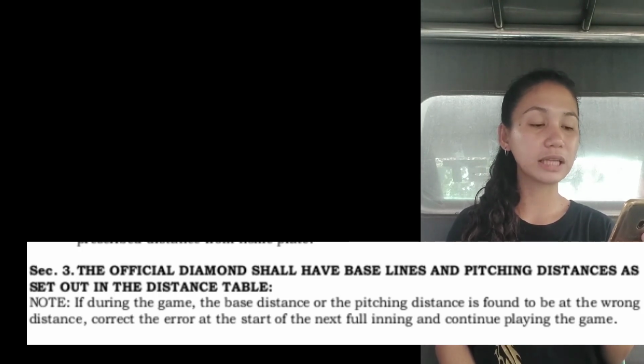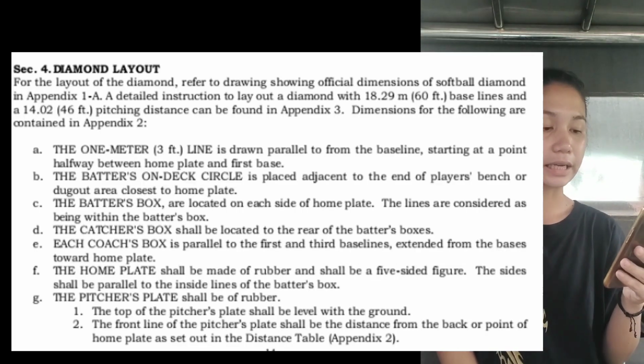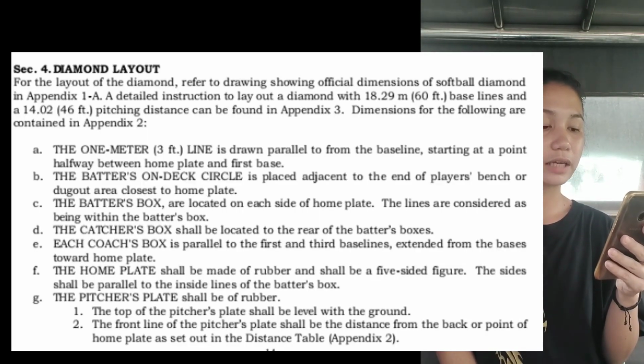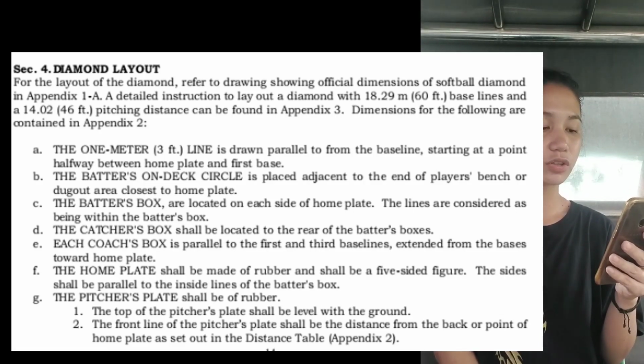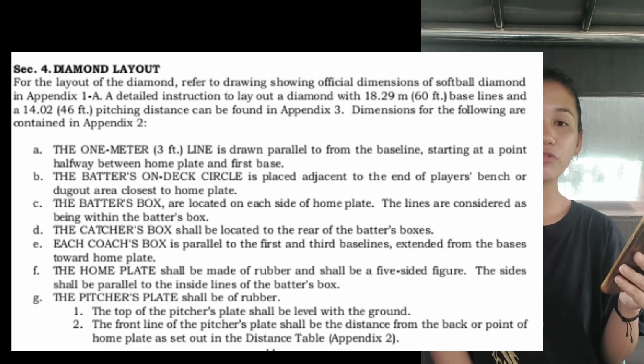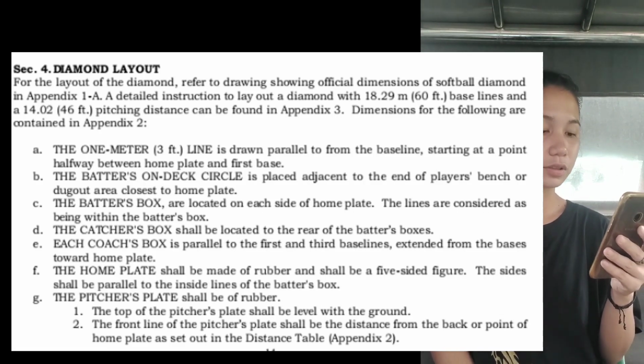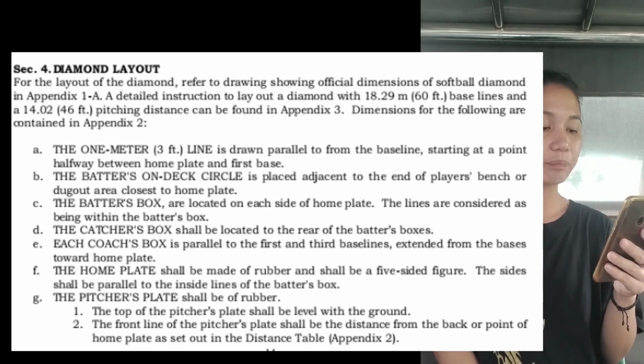So let's move on to the last section. Section 4, diamond layout. For the layout of the diamond, refer to the drawing showing official dimensions of the softball diamond in Appendix 1 and detailed instructions to layout. So section 4, diamond layout. A. The 1 meter, 3 feet line is drawn parallel to the baseline starting at a point halfway between home plate and first base.